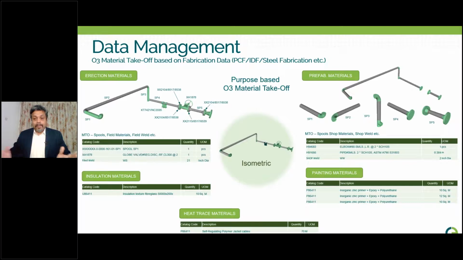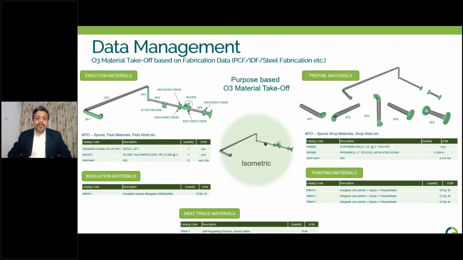Material takeoff from the fabrication data. O3 supports material takeoff from the piping fabrication data, and therefore there is no need to generate MTO outside the O3 solution and import to O3 in each and every revision. As fabrication data is consumed, O3 triggers purpose-based, rule-based MTO generation from the fabrication data. And once the revised model is imported to the system, MTO will be automatically updated.